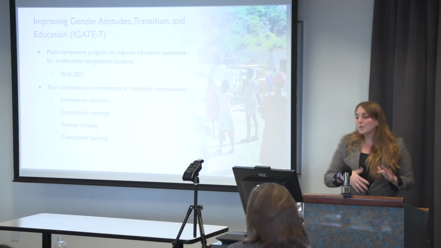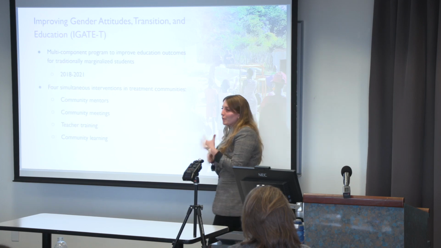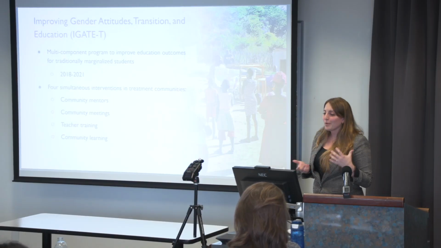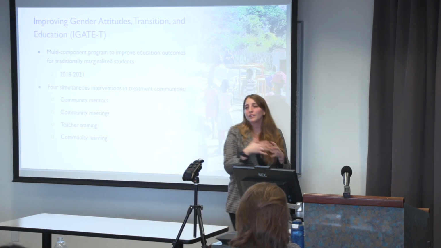And so that brings me to this second intervention. Based on that call for where we need more evidence, the folks that we were working with in Zimbabwe designed a new set of interventions. It's a different name, but it still has a very similar acronym. So it's the iGate-T program. And this was again another multi-component design where they tried to improve education outcomes, particularly for marginalized girls.